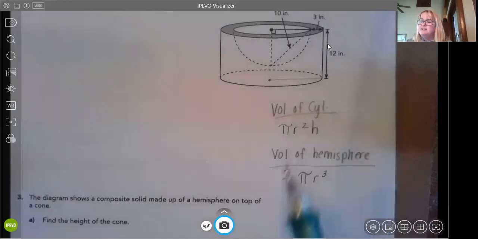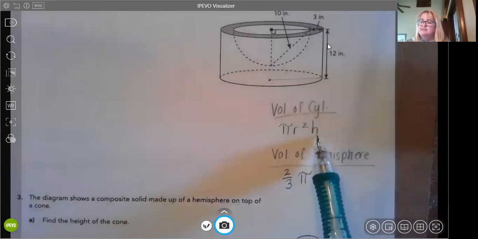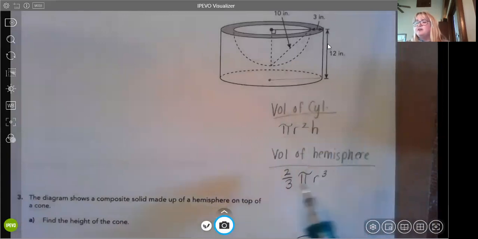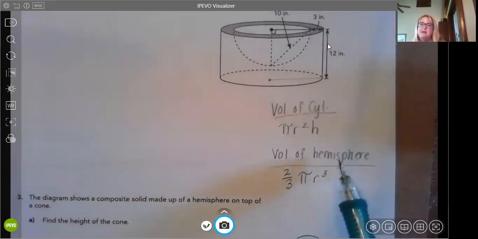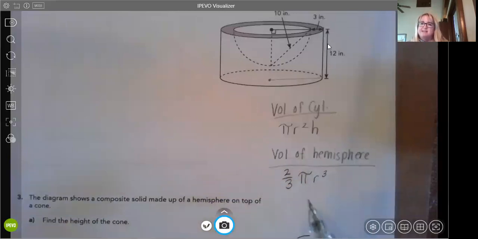The volume of a cylinder is pi times the radius squared times the height. The volume of a sphere is 4/3 pi r cubed, but this is a hemisphere. A hemisphere is half. So half of 4/3 pi r cubed is 2/3 pi r cubed. So the volume of the hemisphere is that.